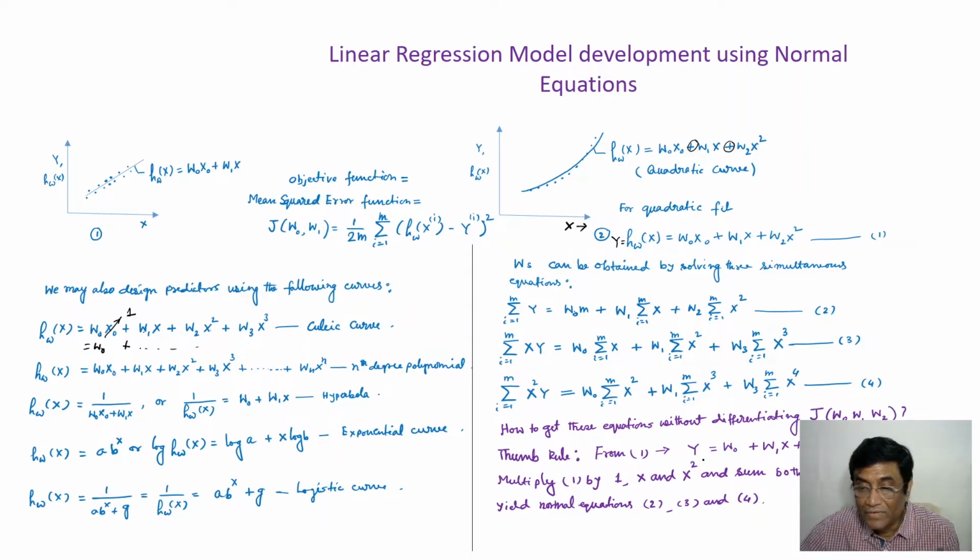So how will you get another equation? Just multiply by x square and sum them up, and it will give you another equation. So on both sides you multiply with 1 and sum them up, giving you one equation. Multiply by x, sum them up, giving you another equation. Multiply by x square, sum them up, giving you another equation. If it's a cubic curve, multiply by x cube, sum them up, and it will give you another equation. In this way, you can simply write the linear regression equations straight away.